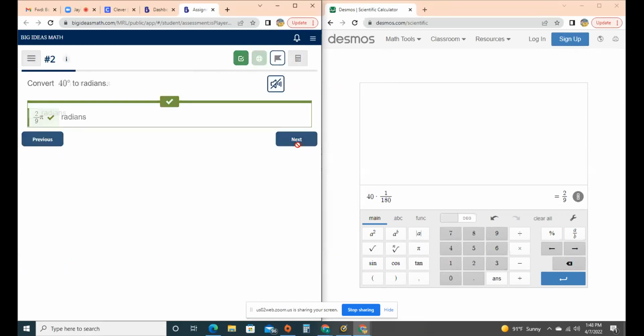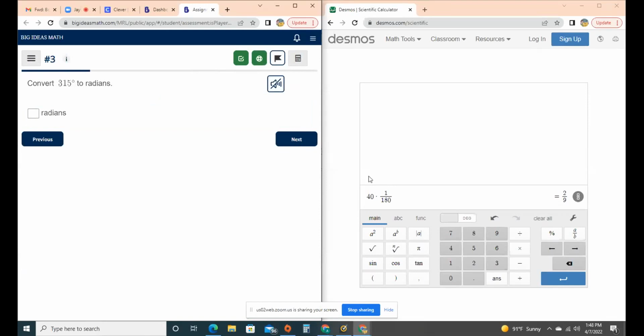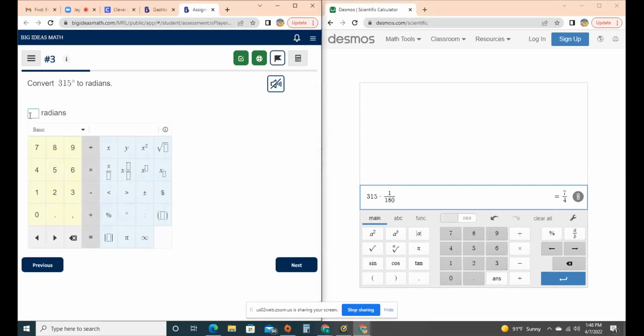Okay, so this one is 315 times pi over 180, but because it wants an exact answer, you leave it as 7 over 4 times pi. If you put the pi in there, it's going to give you a decimal, and you don't want to do that because it doesn't say to round. Okay.